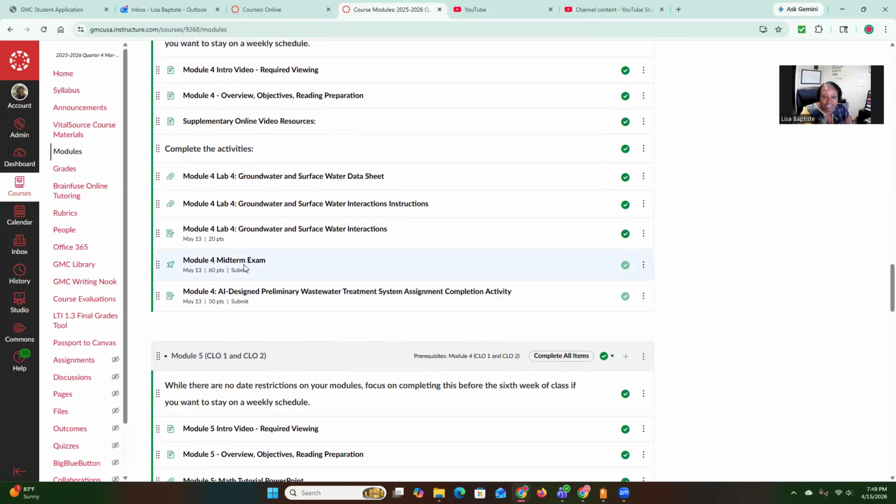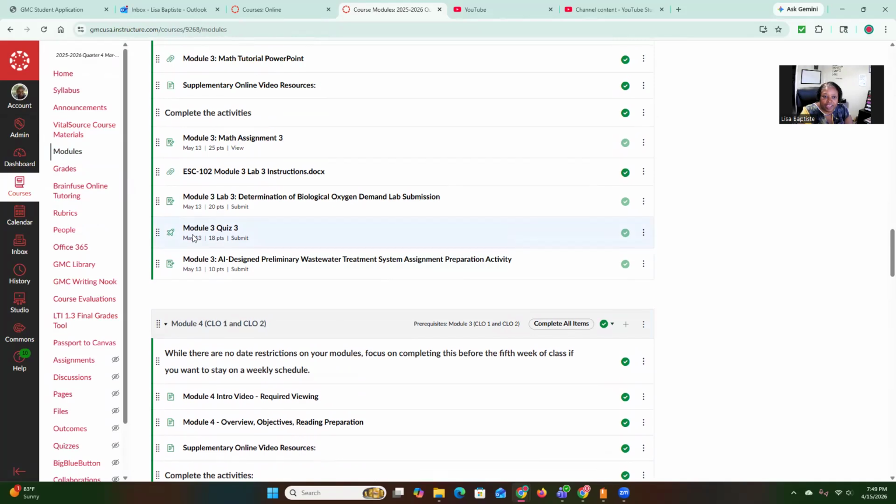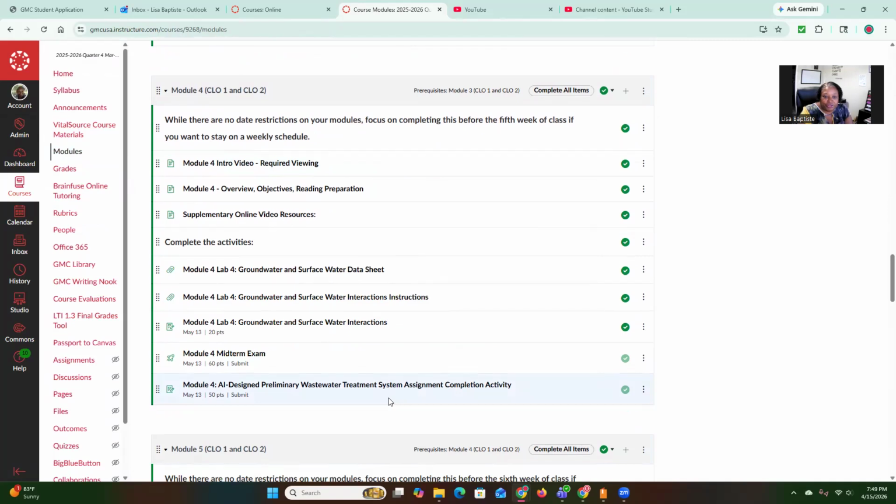If we look at the next thing, you have the midterm exam. You don't have, like in module 3 where you had the quiz and the math assignment, that for module 4, but you have your midterm. Everything that you have learned previously, including what you've learned in Module 4, will be on the midterm exam. Before you take that midterm exam, if you have any questions, reach out to me and let me know.